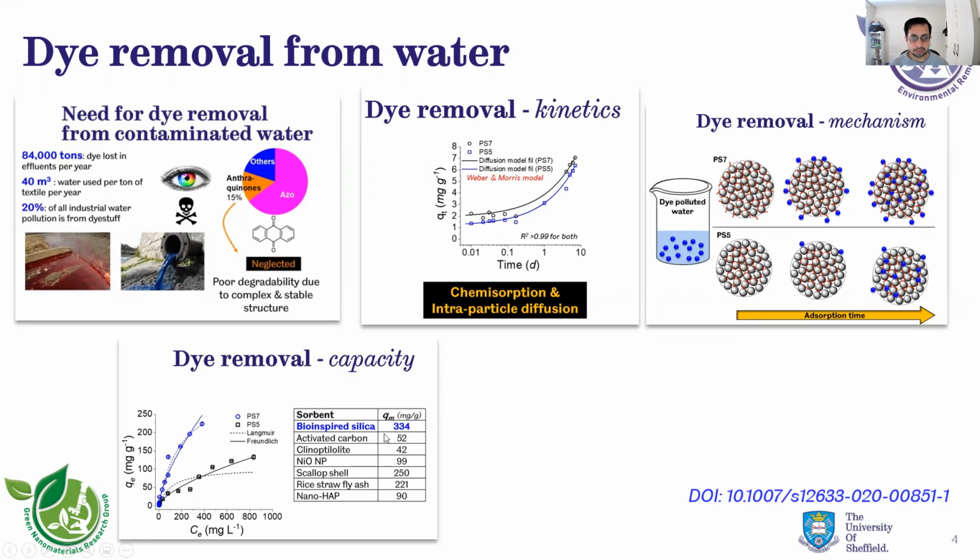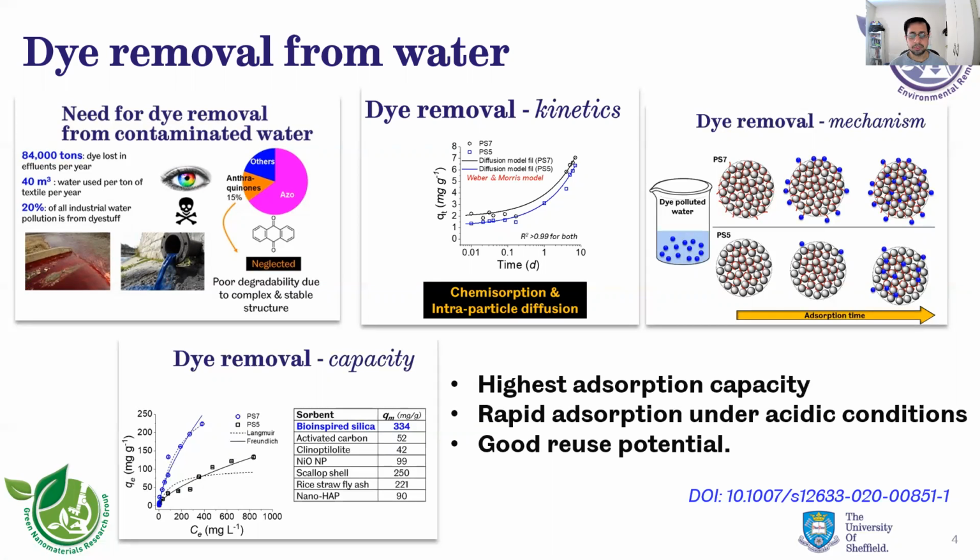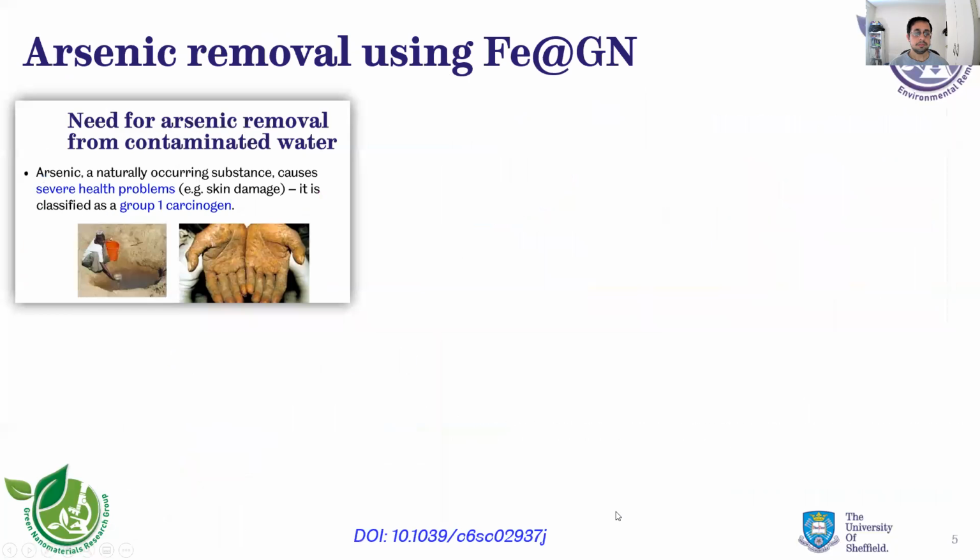We can extract the capacities of bio-inspired silica and compare them with other materials, and what we see is that these are really highly performing systems. So we have highest adsorption capacity, rapid adsorption under acidic conditions, and we have a really good reuse potential, which I haven't shown here, but you can explore that further in detail in this publication.